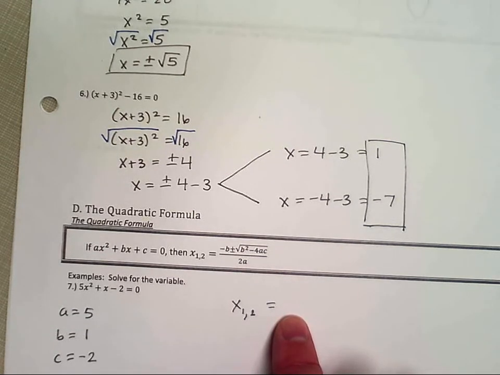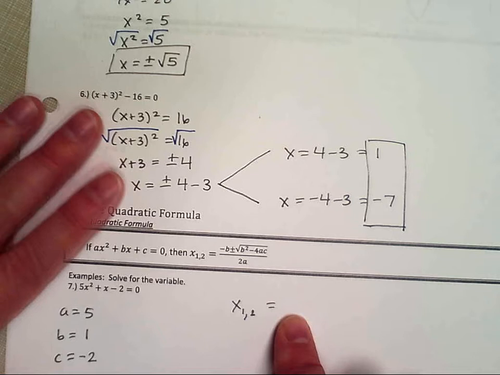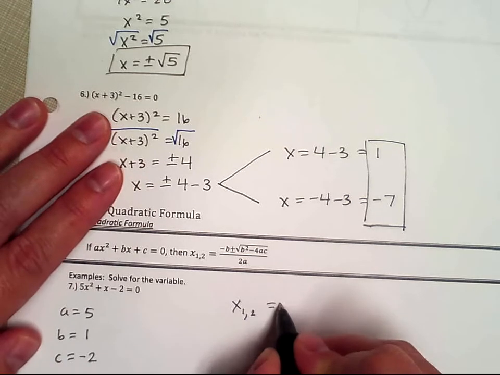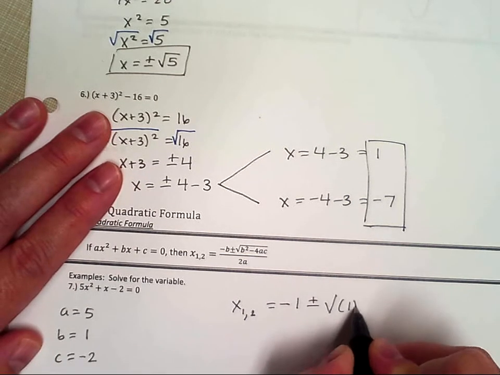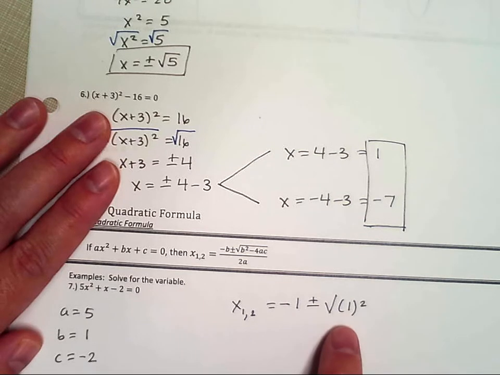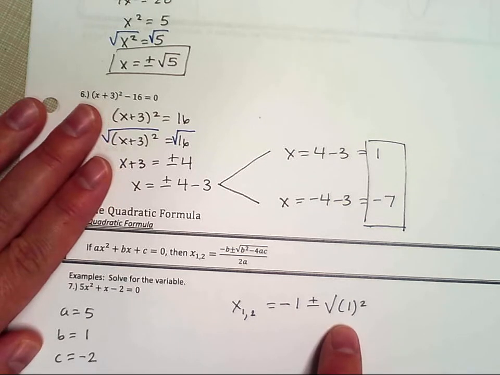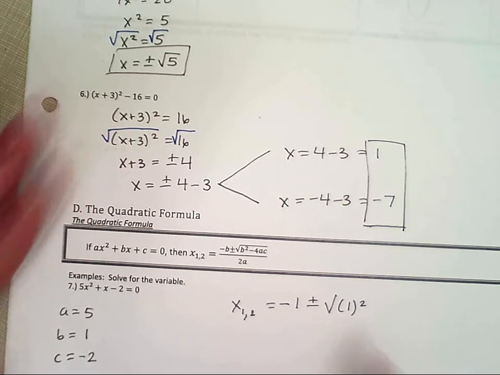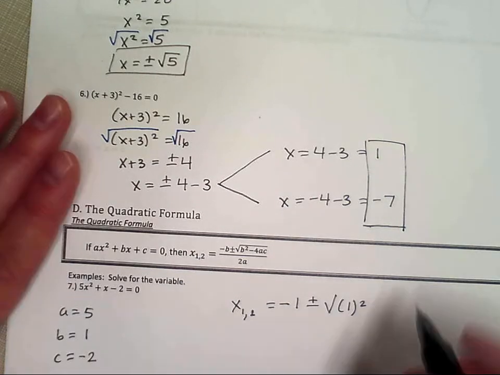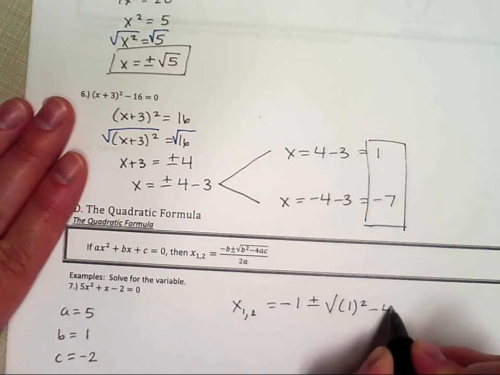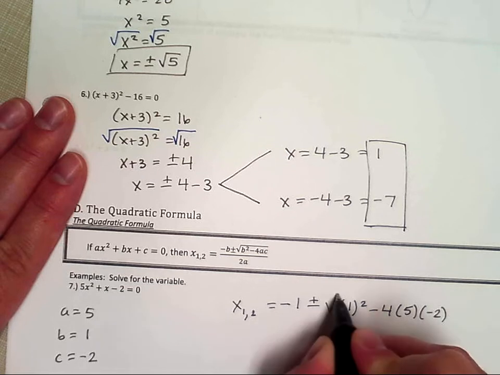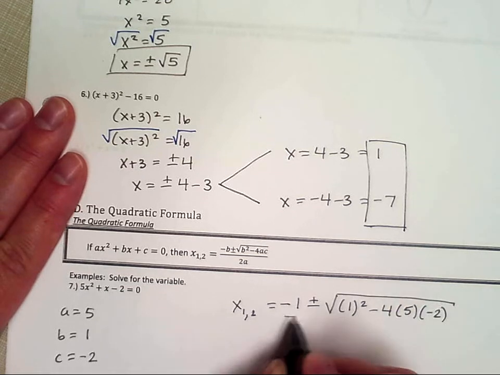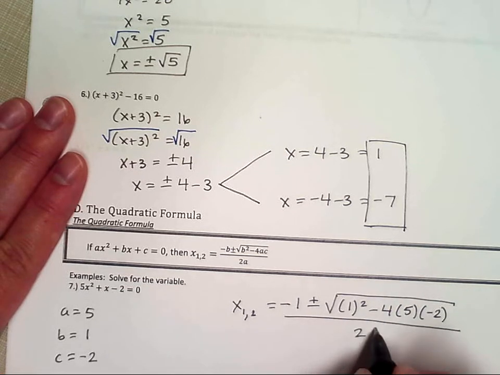And then I would plug in my a, my b, and my c. So I have negative b, so it's negative 1 plus or minus the square root of b squared. Make sure you're putting that squared term in parentheses, because if you type it into your calculator and it's negative, you've got to have it in parentheses, okay? Minus 4 times 5 times negative 2. So 4ac all over 2a.